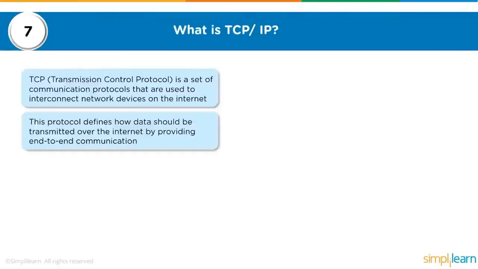Moving on to question number 7. What is TCP/IP? TCP/IP, or Transmission Control Protocol over Internet Protocol, is a set of communication protocols that are used to interconnect networking devices on the internet. This protocol defines how data should be transmitted over the internet by providing end-to-end communications.